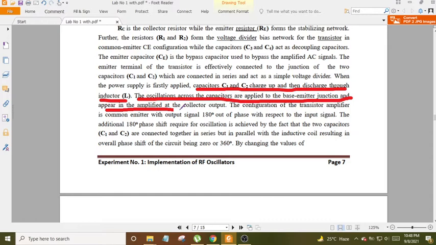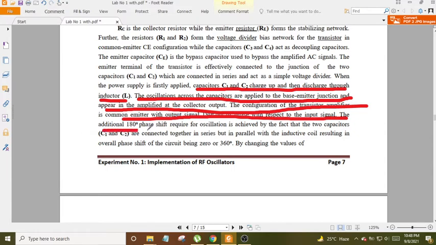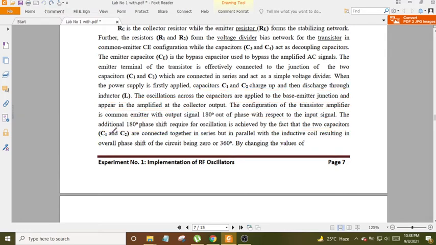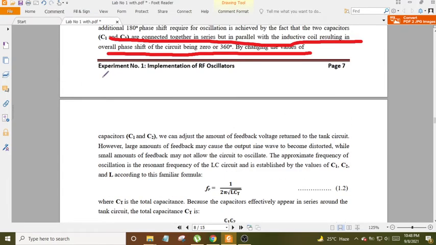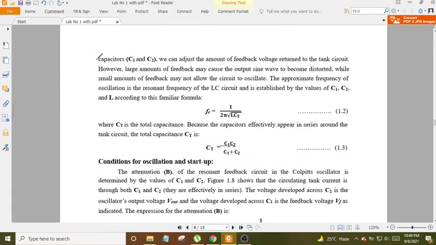The configuration of the transistor amplifier is common emitter, with the output signal 180° out of phase with respect to the input signal. The additional 180° phase shift required for oscillation is achieved by the fact that the two capacitors, C1 and C2, are connected together in series but in parallel with the inductive coil, resulting in an overall phase shift of the circuit of 0 or 360°. Experiment No. 1. Implementation of RF oscillators, page 7. By changing the values of capacitors C1 and C2, we can adjust the amount of feedback voltage returned to the tank circuit.